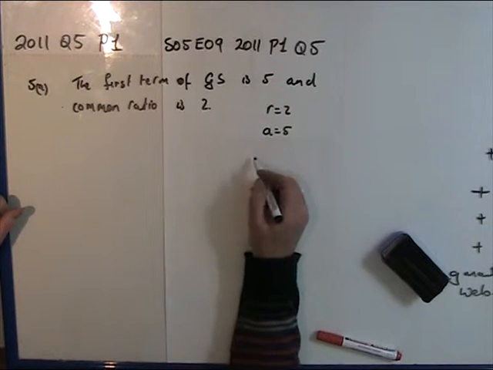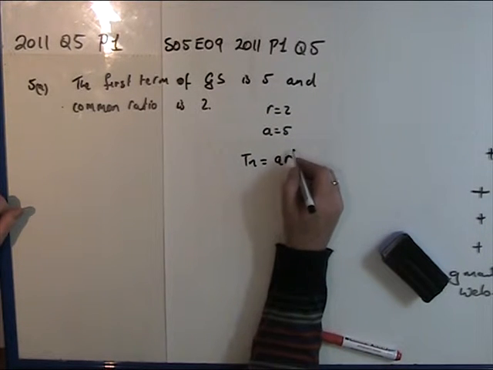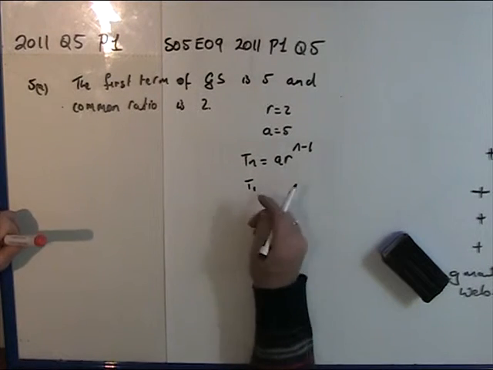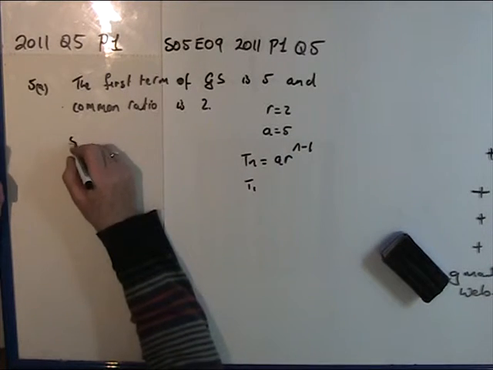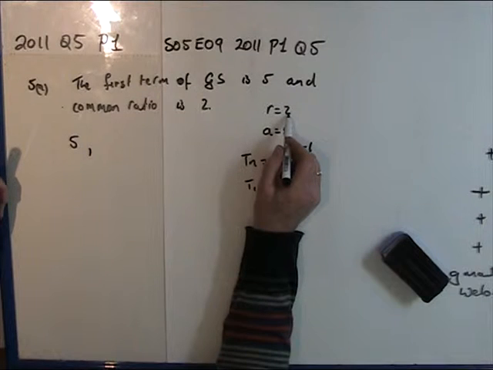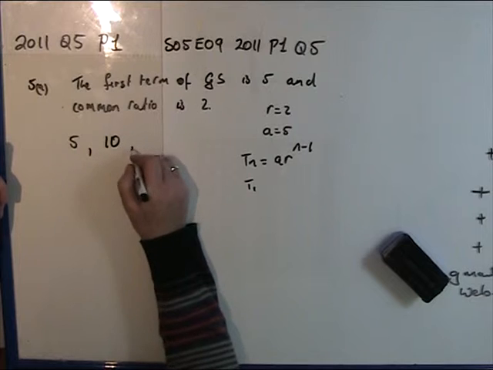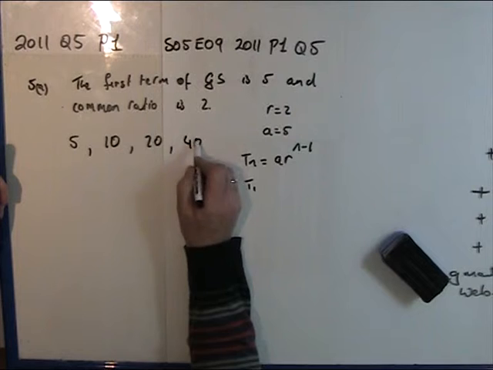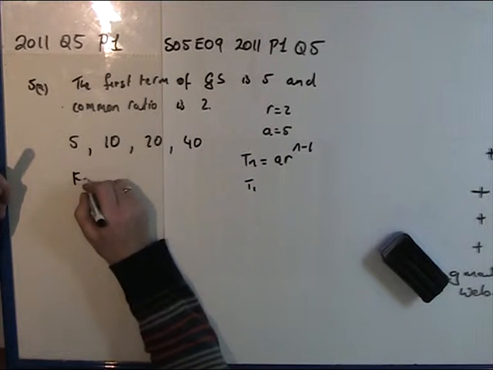Well, we can put them into the formula Tn is equal to A times R to the power of n minus 1. We could put them into that and find T1 and so on using A and R here. But it's pretty obvious here. 5 is the first term and R is the common ratio. That means you multiply 2 by 5, that's 10. 2 by 10 is 20, and 2 by 20 is 40. The question was just to find the first 4 terms.